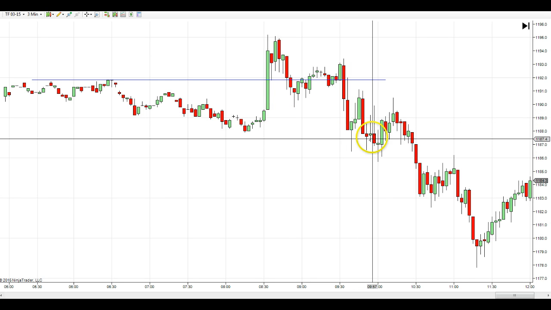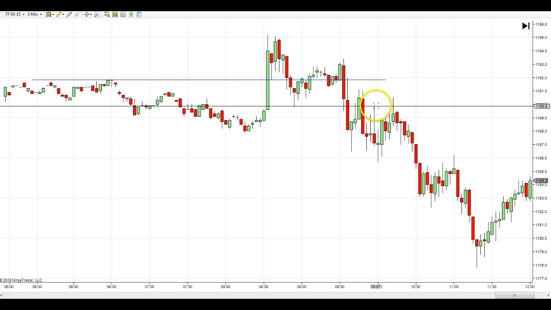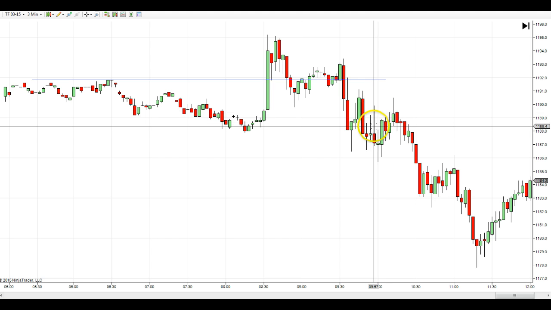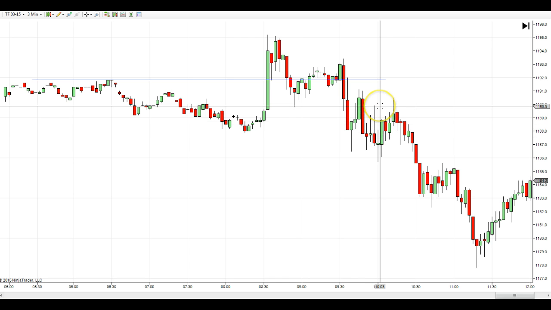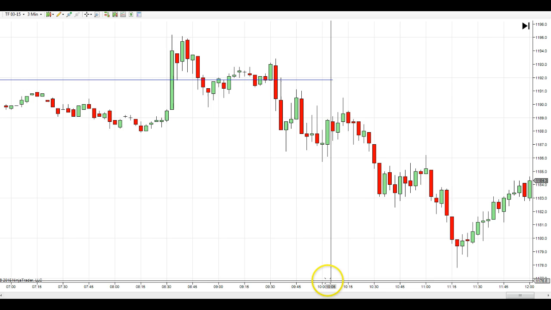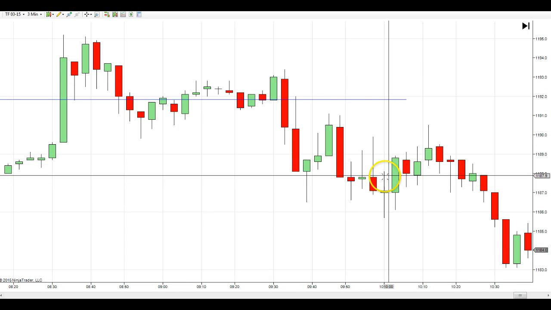Wicks are basically where price went in that range for that 3 minutes, but it did not close. During this 3-minute candle, the price went all the way up to 89.90, but it closed all the way down here. That's the range of the candle. So don't let the wicks confuse you.